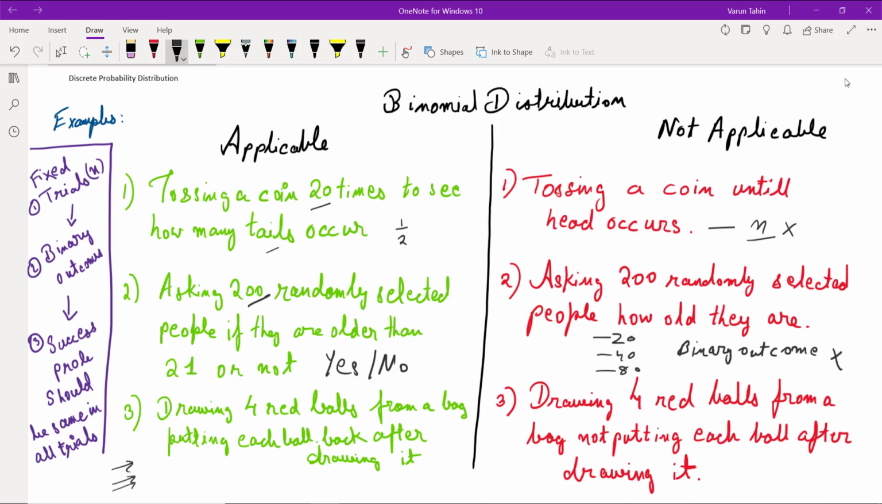Now drawing 4 red balls from a bag, not putting each ball back after drawing it. So this means that the success probability will not be the same for all the trials, because it will alter the number of balls in each trial.